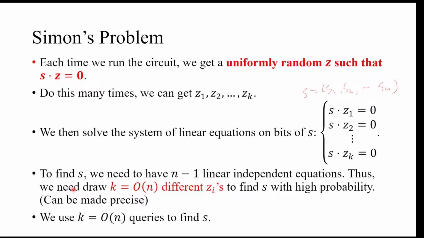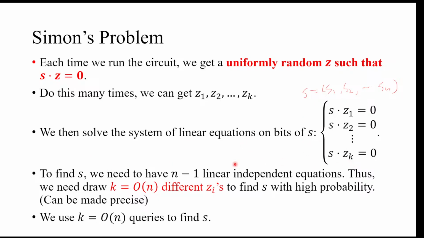Here we skip over a bit of probability and linear algebra, but because your z is chosen uniformly at random, you can show with some linear algebra and probability that if you draw on the order of n different z, with high probability you can find a unique s from solving this equation.